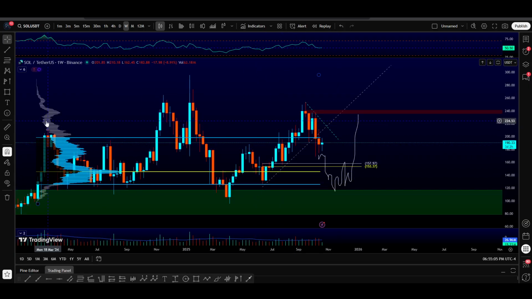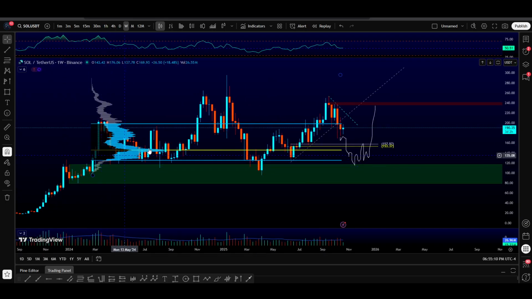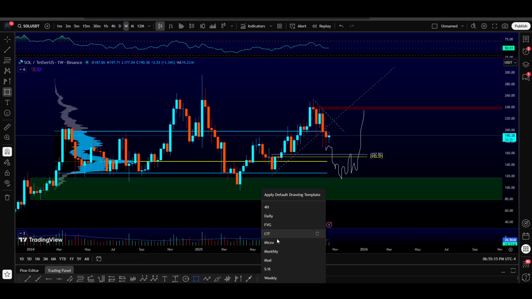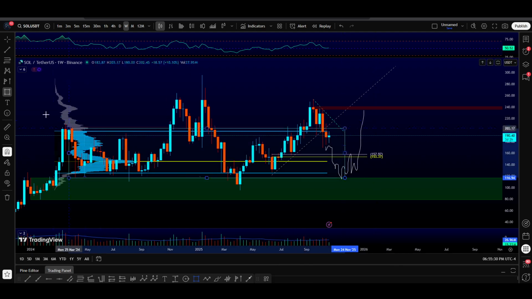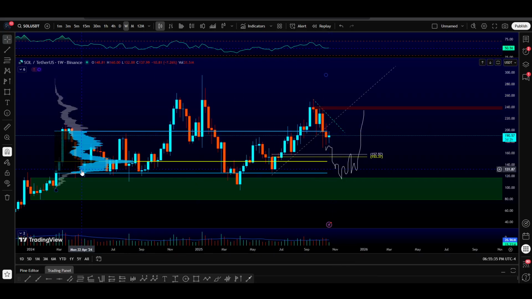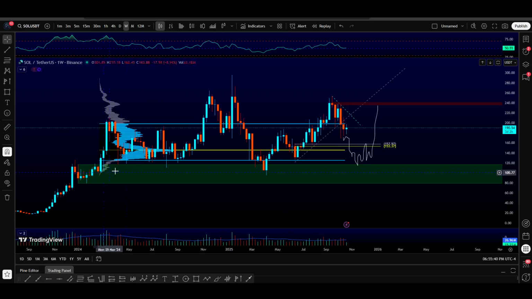We have this fixed range volume profile tool pulled for the range right here. Anyway, so this is the overall range. And we can see here that we are holding this $115 level pretty well.